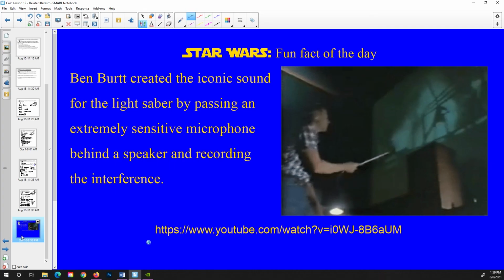The Star Wars fun fact of the day: Ben Burtt created the iconic sound for the lightsaber by passing an extremely sensitive microphone behind a speaker and recording the interference. If you'd like to see a little documentary on that, you can go to this YouTube station right here and it will show you how he did it. It's pretty cool. That's all I got.